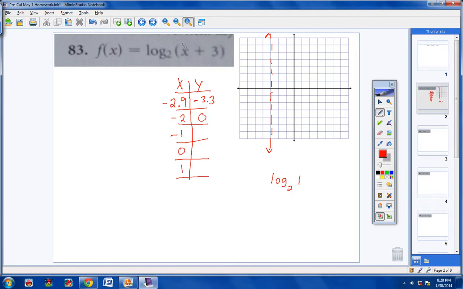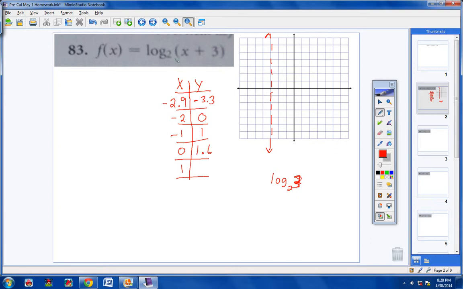Now let's put a negative 1 in for x. Negative 1 plus 3 is 2. So now I'm going to take the log base 2 of 2, and that should give me a 1. Now let's put a 0 in for x. 0 plus 3 is 3. So I'm going to take the log base 2 of 3. We have the log of 3, enter, divided by log of 2, enter, and you should get 1.6.